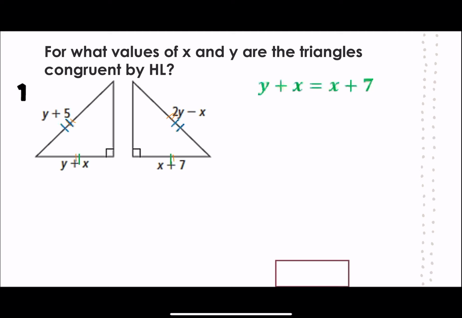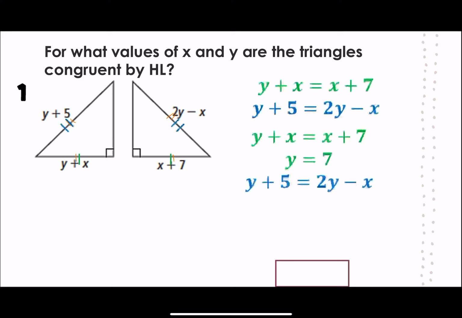All right, let's set up our equations. They're going to be equal to each other. Same thing for your hypotenuse. Now, we can't do too much with this blue one because we've got too much going on. But if you notice in that first one, if I subtract x from both sides, it's just going to be y equals 7. Now that I have y equals 7, I can take that 7, and you remember that blue equation from the hypotenuse? You can plug that 7 in. 7 plus 5, 12. 2 times 7, 14.